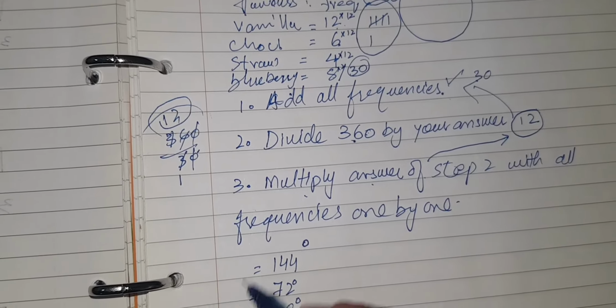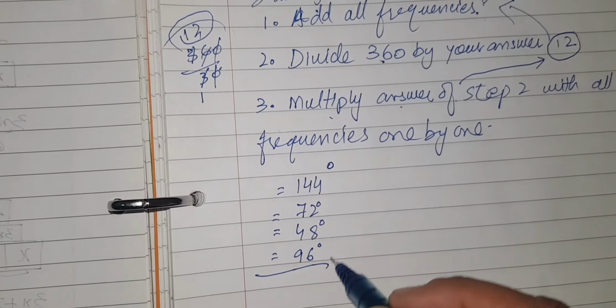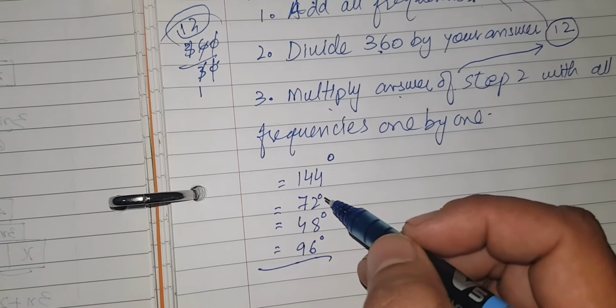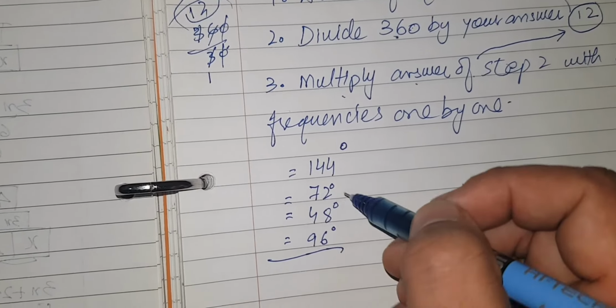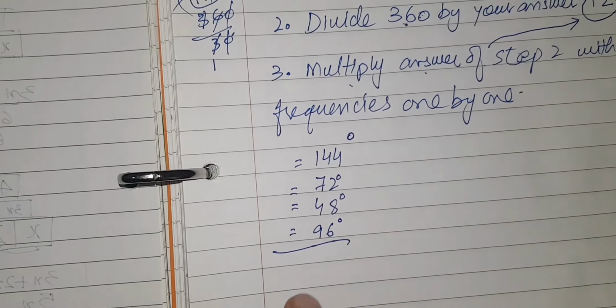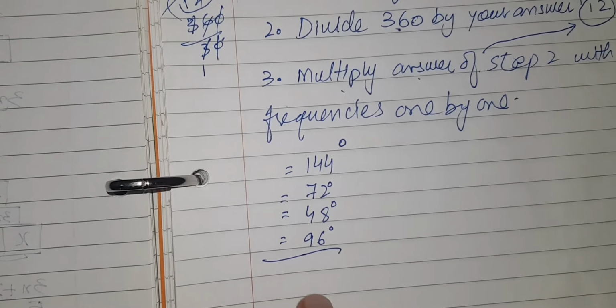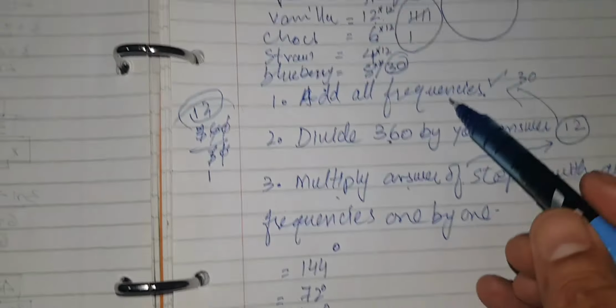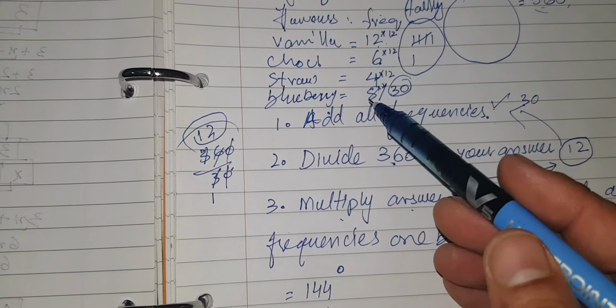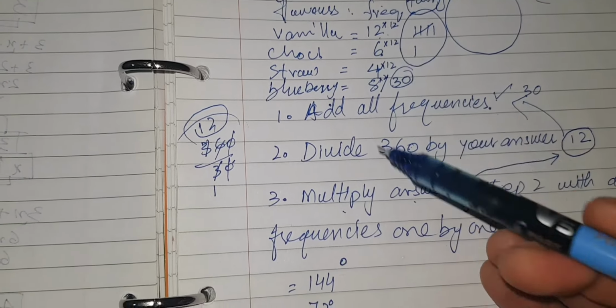Now when I have these degrees available, let's check if all of them are adding up to make 360 degree. This value should not be more than 360. If this is more than 360, then something is definitely wrong with any of my steps or with my multiplication. Usually students make mistakes in multiplication.